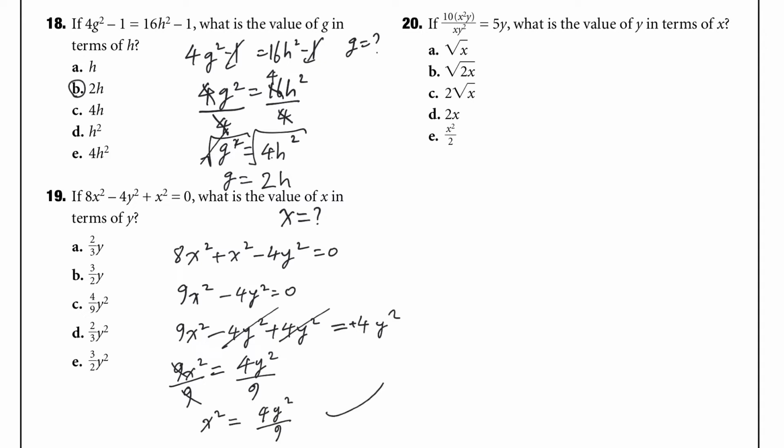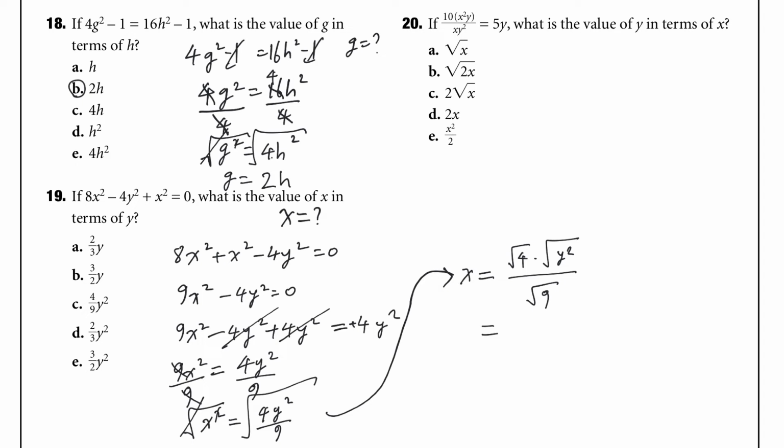And again, I want to get rid of the square. How do I do that? We'll take the square root of both sides. These cancel. So I have x is equal to, now you can think of this as square root of 4 times square root of y squared over square root of 9. The two expressions are identical. And what's the square root of 4? It's 2. What's the square root of y squared? Well, these cancel, so you have y. What is the square root of 9? It's 3. So the answer is 2y over 3, or 2/3 y.